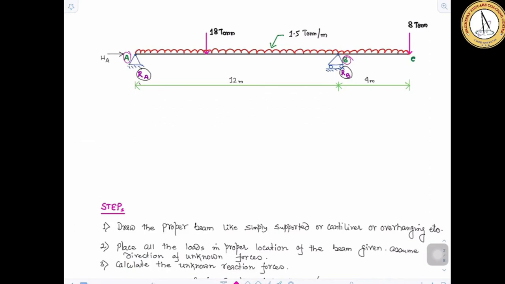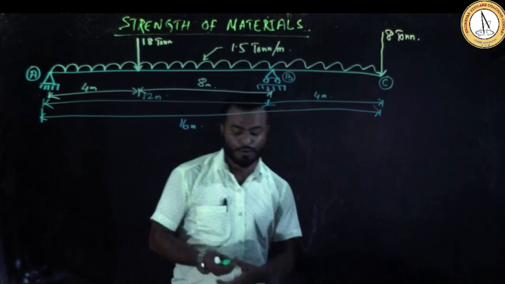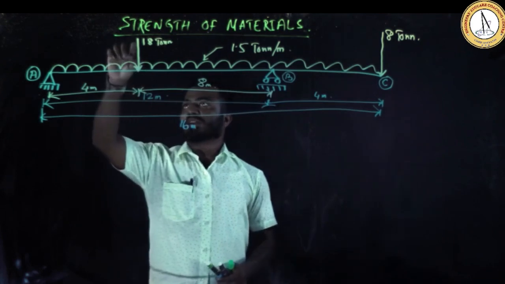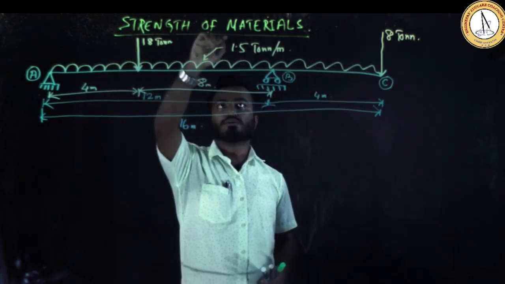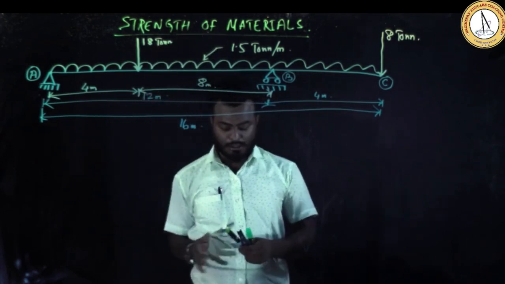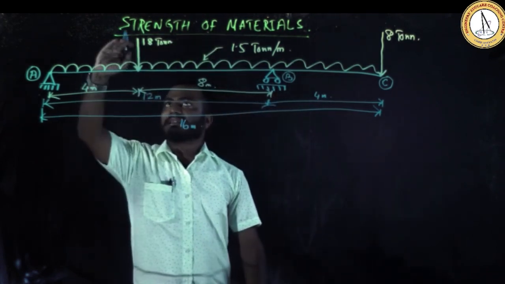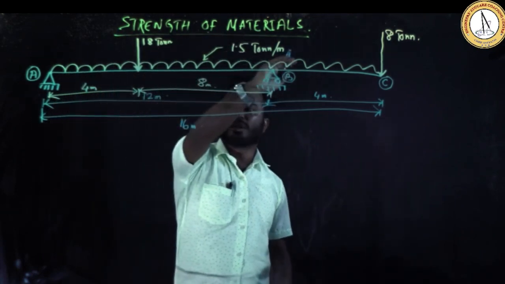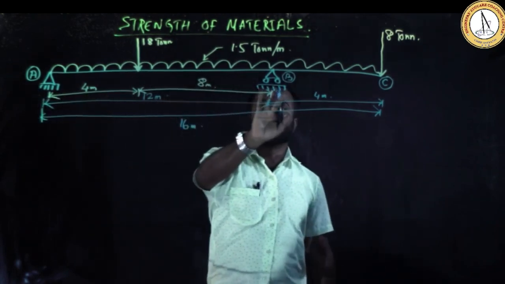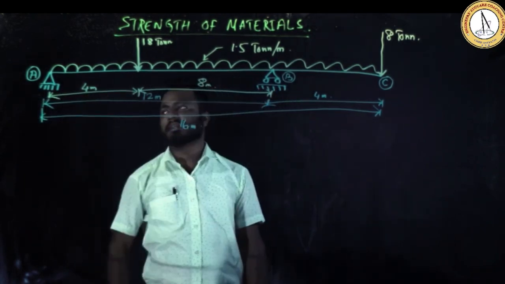What is the second step? It is visible on your screen. Place all the loads in the proper location of the given beam. Assume the direction of the unknown forces. Now what are unknown forces? Look at the board. This force is a known, given force. This force is also given, a known force. This is also given. Now what is the unknown force? As these forces are acting downward, definitely to carry this given load, A and B will have to give reactions.